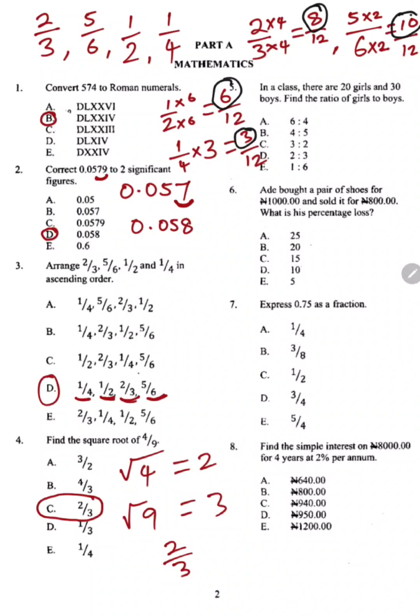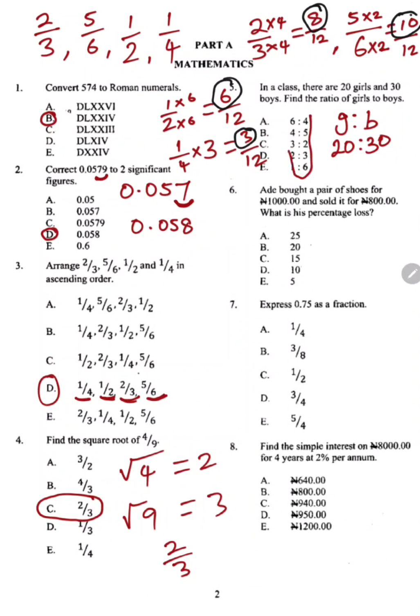Okay, now let's move to the next number. It says in a class there are 20 girls and 30 boys. So I'm going to use G to represent girls and B for boys. It says there are 20 girls, so I'm going to write 20 here, and also put my colon, and 30 boys, so I'm going to write 30 here. Can you see? Now it says find the ratio of girls to boys. This is already the ratio of girls to boys.